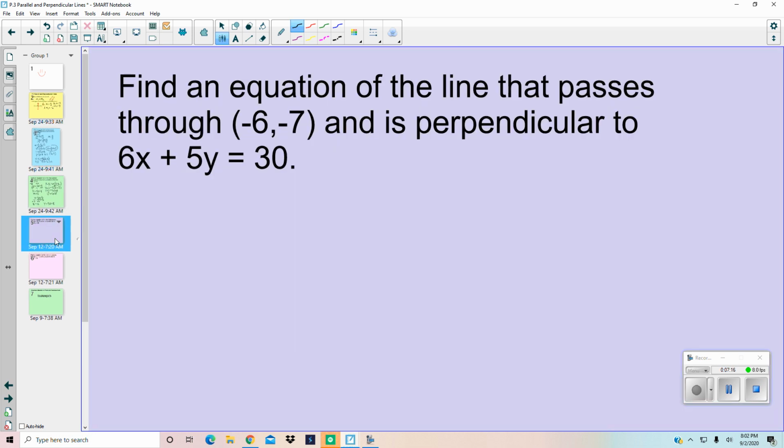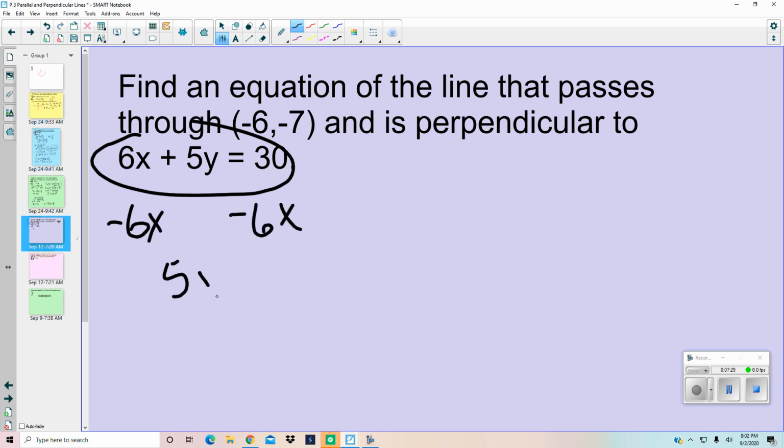Okay, the second type of equation is finding the perpendicular. You're going to start the same way. You're going to solve for y in this equation right here to get the slope. So I would subtract 6x. That would give me 5y equals -6x plus 30. And then divide by 5.